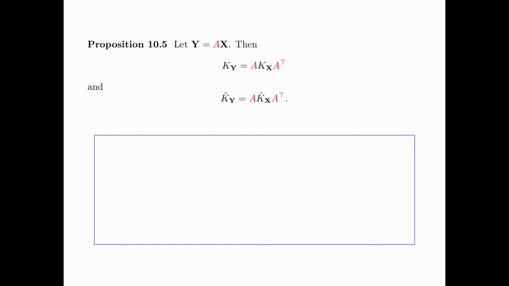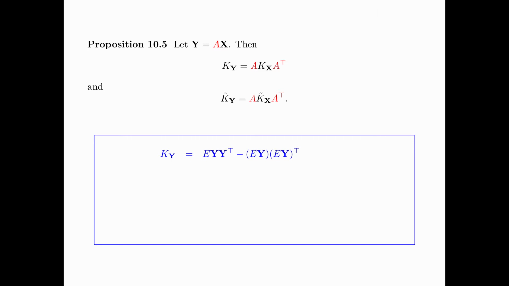Proposition 10.5 is about taking a linear transformation of a random vector. Let y equals A times x, where A is an n by n constant matrix. Then K sub y, that is, the covariance matrix of y, is equal to A times K sub x times A transpose. And similarly, K tilde sub y, the correlation matrix of y, is equal to A times K tilde sub x times A transpose. This proposition is proved as follows.